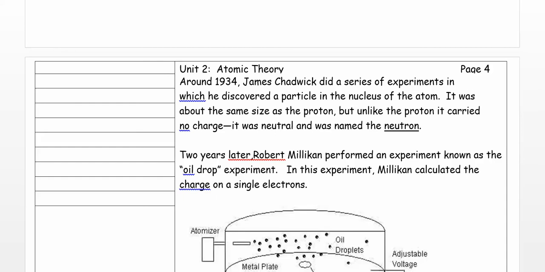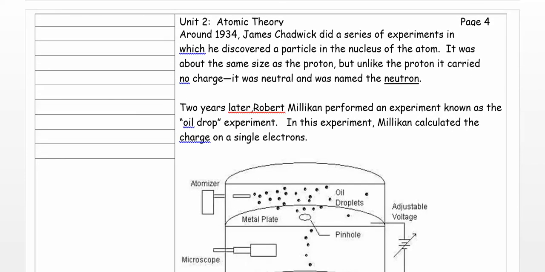Now, around 1934, James Chadwick, another important name, did a series of experiments in which he discovered a particle in the nucleus of the atom. It was about the same size as a proton, but unlike the proton, it carried no charge. It was a neutral particle, and it was named the neutron.